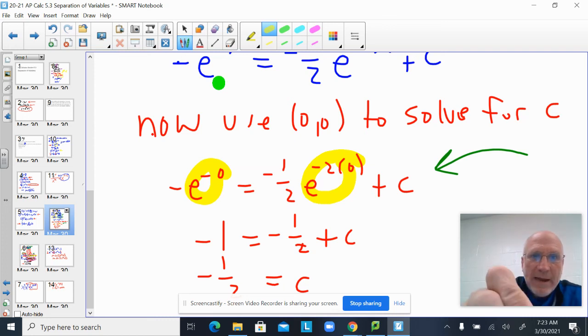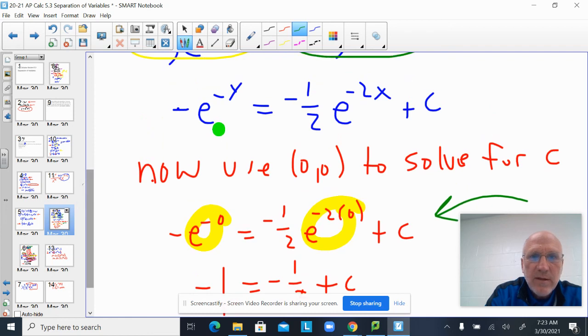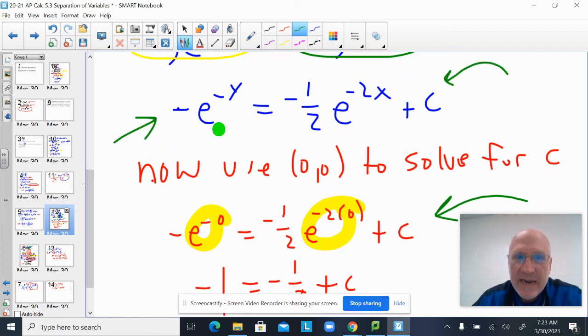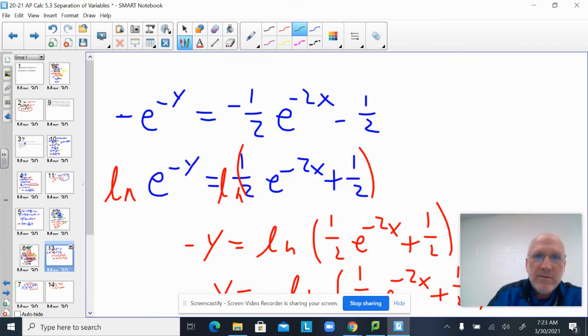So now I'm going to go back to which line? This line. I'm going to rewrite that, but I now know that this c is negative 1/2. So I did that over here. So it's negative e to the negative y equals negative 1/2 e to the negative 2x minus 1/2. All I did was replace that c with minus 1/2.